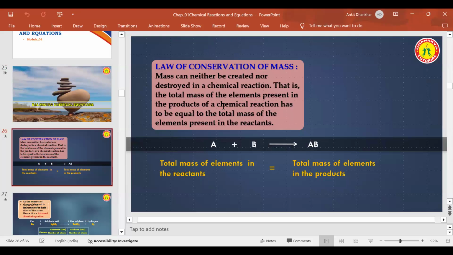Why do we need to balance the chemical equation? Because we have to follow the law of conservation of mass, where mass can neither be created nor be destroyed, and the total mass of elements in the reactants has to be equal to the mass of elements in the products.